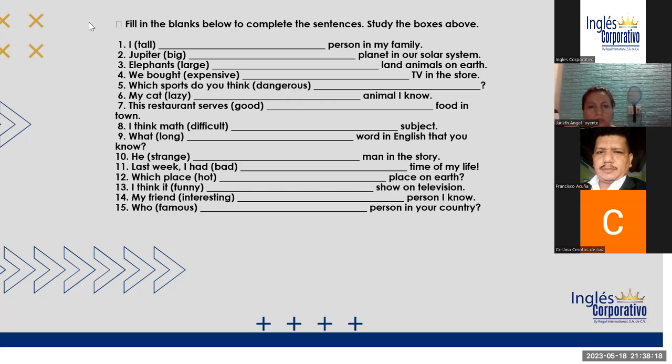Where are you? Me voy a levantar un ratito a cerrar las ventanas porque parece que va a caer un montón de agua. Ya regreso. Okay.